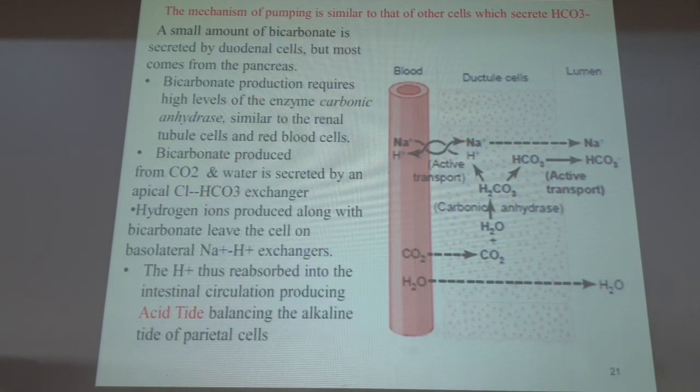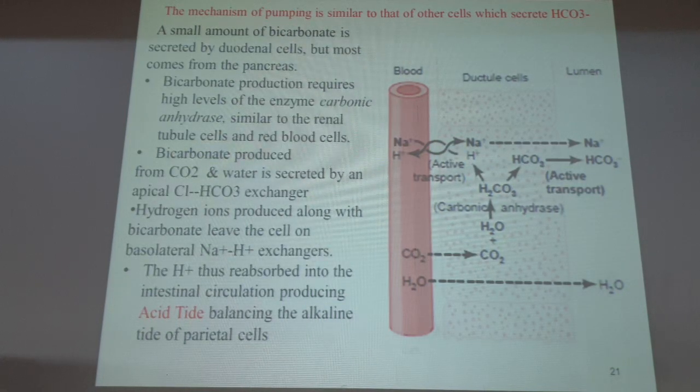What does high carbonic anhydrase mean? Red blood cells and CSF have high carbonic anhydrase enzyme. Carbonic acid will dissociate to form proton and bicarbonate. Bicarbonate is actively transported to the lumen of the pancreatic cells. Hydrogen ion is actively counter-transported with sodium. Hydrogen will be moved to the interstitium while the sodium will move to the ductal cells, and the sodium will then move to the lumen of the pancreatic ducts.